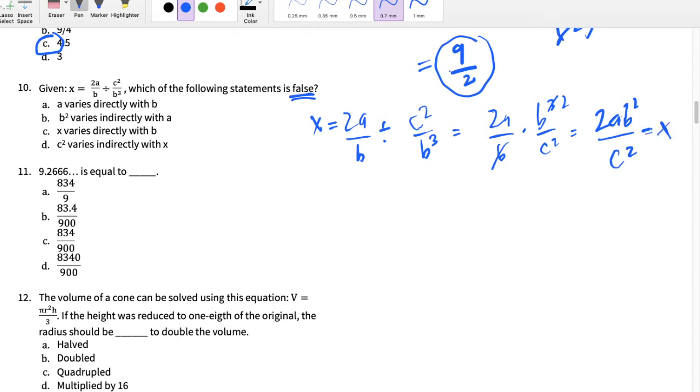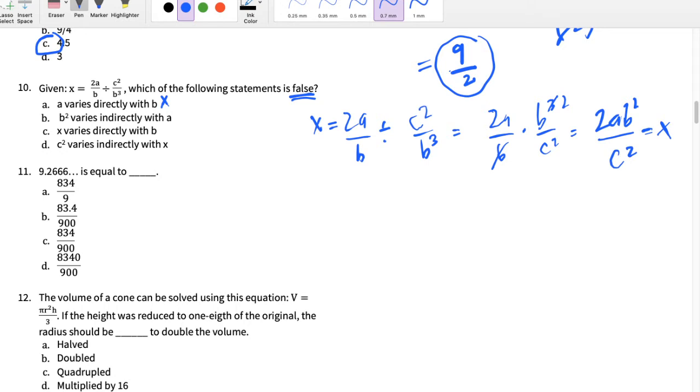So kapag nasa the same side sila ng equation, yung magkatabi varies indirectly dapat. Okay? So here, A and B varies indirectly. Kasi if i-manipulate mo itong equation na to, you will have A is equal to something, yung B mo nasa baba. Okay, so alam natin pag ganun, varies indirectly dapat. So letter A is wrong. Okay, this is false. Okay, i-check na lang din natin lahat.